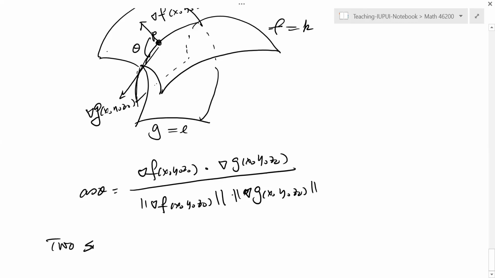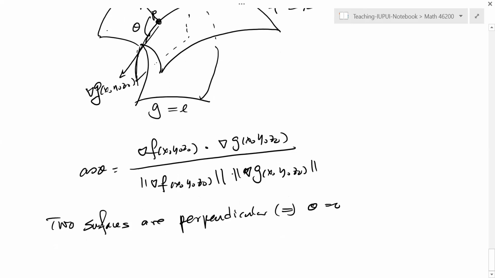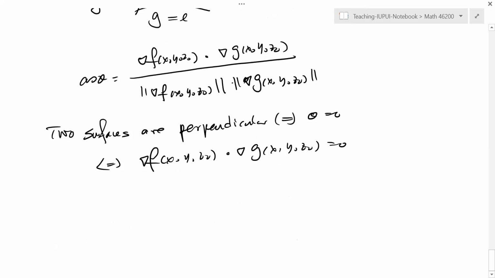These two surfaces are perpendicular if and only if theta is 0, right? And if and only if the gradient of F, not the gradient of G, inner product is 0, okay? That's it. If along the intersection point this inner product is always 0, then these two surfaces are perpendicular along the intersection.